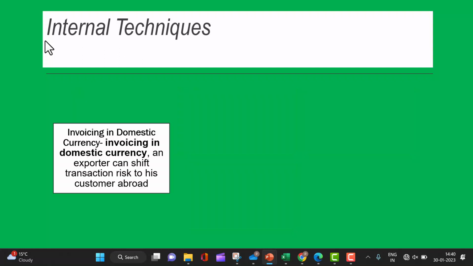Anyway, so invoicing in domestic currency. Now, if you don't take an exposure at all in dollars or pounds or euros, then you can avoid that. But that means you're shifting the risk to your supplier or customer, basically, instead of taking the risk on your shoulders. And first of all, your customer should agree to that, that he will accept a rupee invoice instead of a dollar or yen or pound invoice.